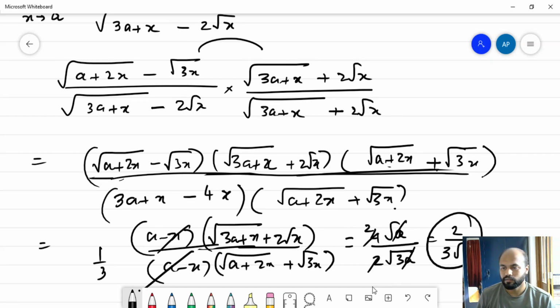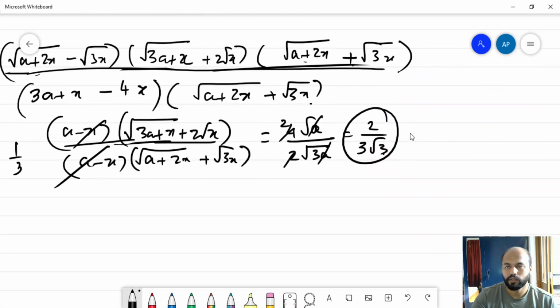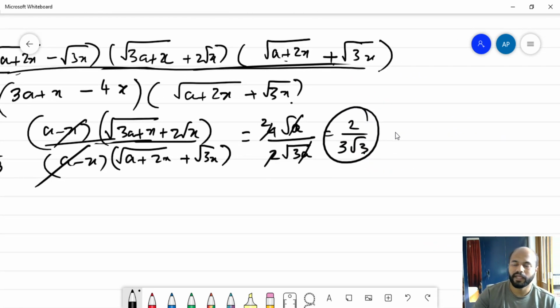So this is the final answer to this question. So we have rationalized this particular problem 2 times. Then we get the answer as 2 by 3 root 3.